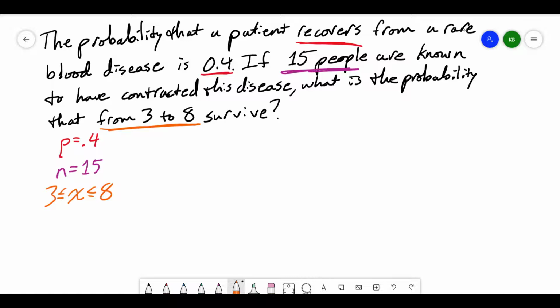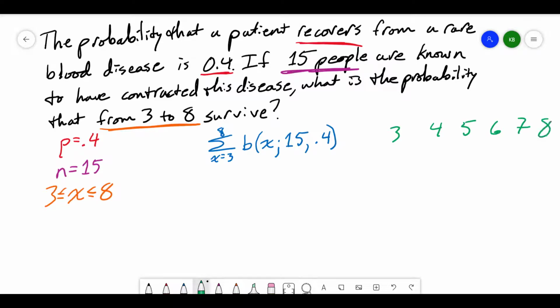So what this means is I need to add my probability distributions. So I'm going to actually have the sum from x equals 3 to 8 of my probability distribution value at x, and I plug in my n of 15 and my p of 0.4. Now, I could write this out and have a value for 3, 4, 5, 6, 7, and 8, but that's a lot. That's 6 different ones of these binomial coefficient things that I need to find to add together to find my probability.